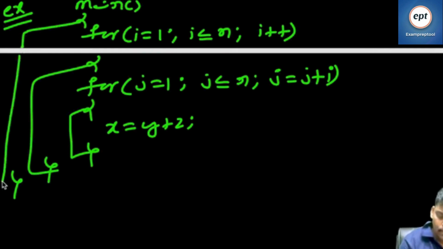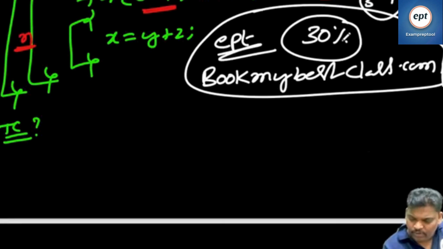Yes, it is a given program. Can you try this? What is the time complexity of this program? Let's see this one. Listen everyone. I is equal to 1, the j loop is running n by 1 times.